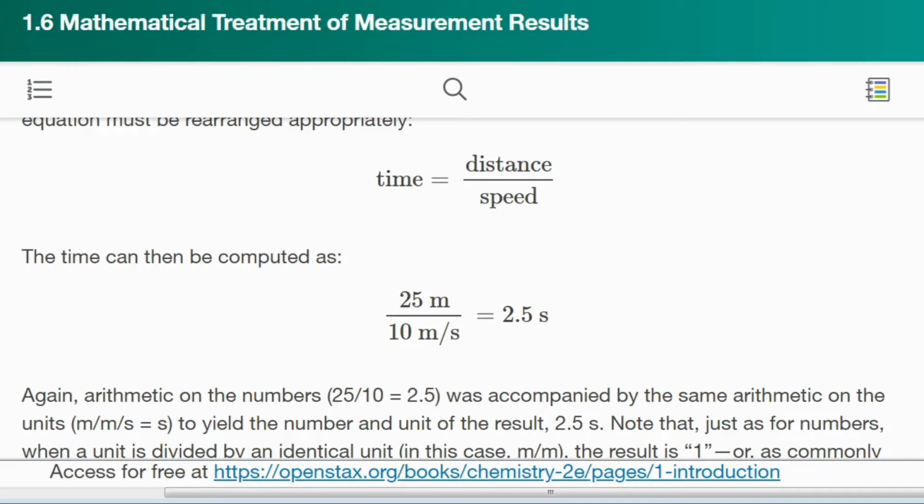Just to clarify, this is meters per second in the denominator. Since seconds is in the denominator here, and yet this whole quantity is in the denominator of all of this, you get 2.5 seconds. We can review that if that's confusing. Hopefully you'll be comfortable with this as you work with it.